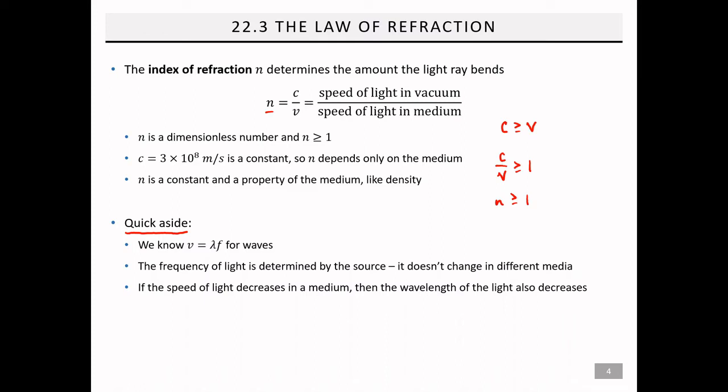This is also true for light. So if you have a light bulb or some other source of light, it produces light at a certain frequency. And when that light passes from air into water into glass, the frequency of that light does not change. But the speed does change. So when the light passes into a medium where it has a slower speed, v decreases. The frequency stays the same, so this means lambda also has to decrease to compensate. So if the speed of light decreases in a medium, then the wavelength of that light also decreases.